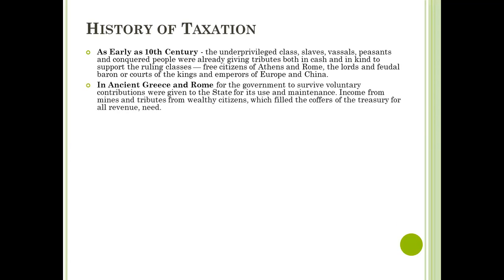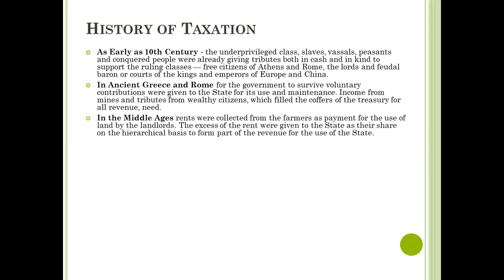In ancient Greece and Rome naman, for the government to survive, voluntary contributions were given to the state for its use and maintenance. Income from mines and tributes from wealthy citizens filled the coffers of the treasury for all revenue needs.